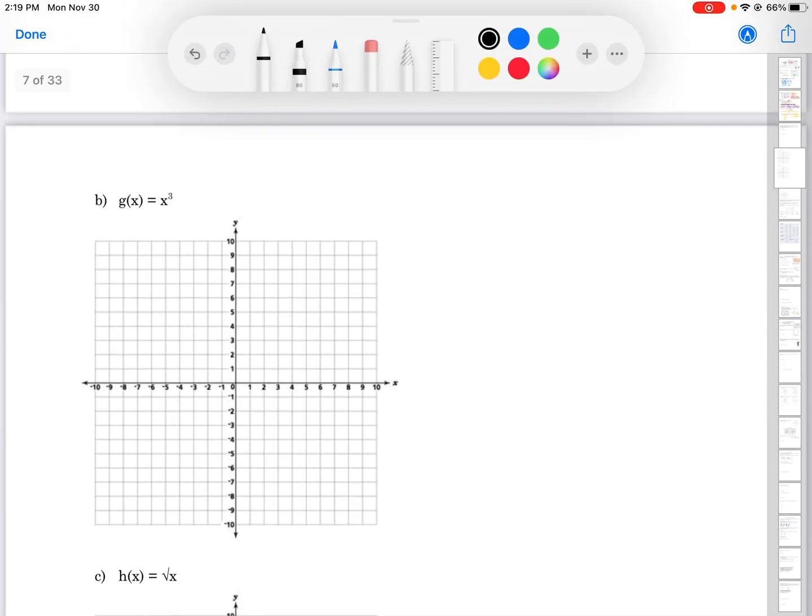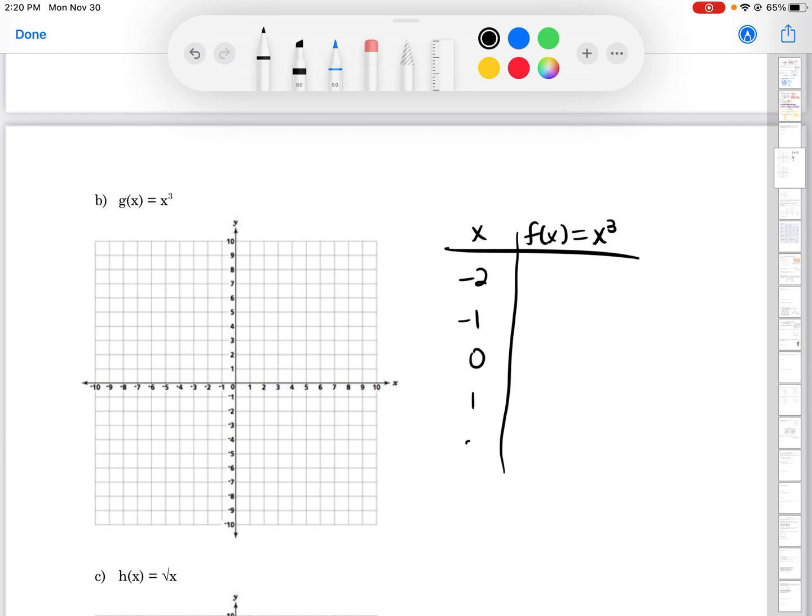X to the third power, again, not one that maybe you've memorized, but that's okay. We have x, and f of x is equal to x cubed, and we can choose any values we want. There are no restrictions on what we can cube. So maybe, again, we might choose those same values, but you could choose any numbers that you want. So we have -2 to the third power. That's going to give us -8. So that'll give us the point -2 comma -8.